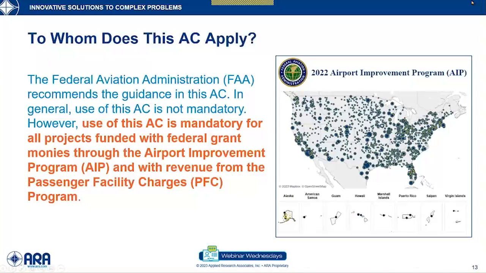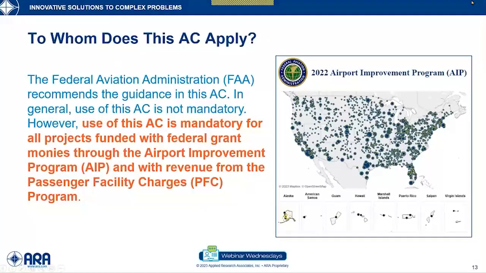So you have to have this system, or we have these systems, and the question comes up is, who has to do this? I mean, it's good practice. You should be doing it anyway. And if you read in the advisory circular, it flat out says the use of this advisory circular is not mandatory. However, highlighted in red here, it is mandatory for people who accept money from the federal government.